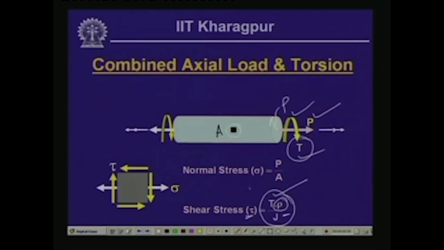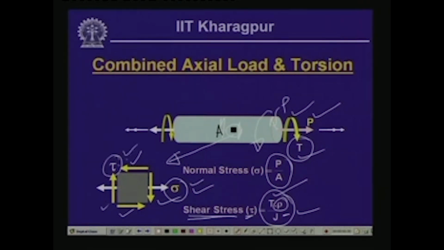Now, we have the action of the axial load as a normal stress, which is P by A, and the twisting moment will give us the shear stress tau. So, if we look into this particular element, it will be subjected to shearing action. Because there is a positive twisting moment, on this element we will have shear acting in this form, and that is what is represented over here, resulting from this twisting moment T, and these are the complementary shears because of these shears, and sigma is the normal stress that is acting.